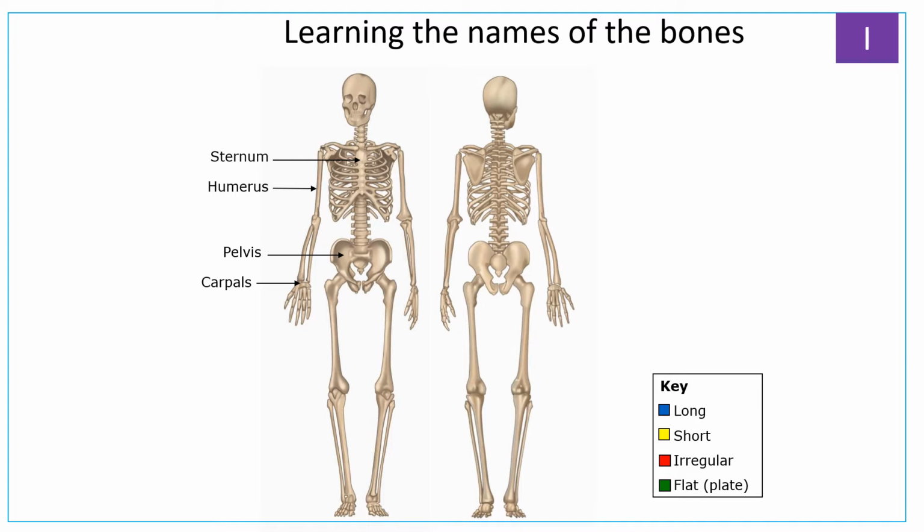But those bones that are the wrist bones at the bottom of the two lower arm bones are called the carpals, short bones.